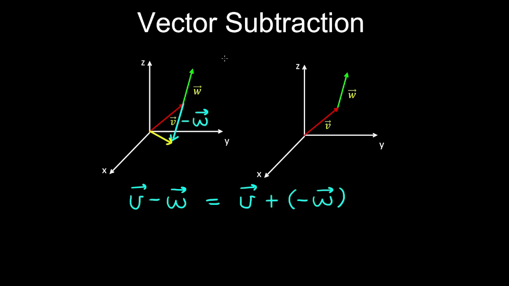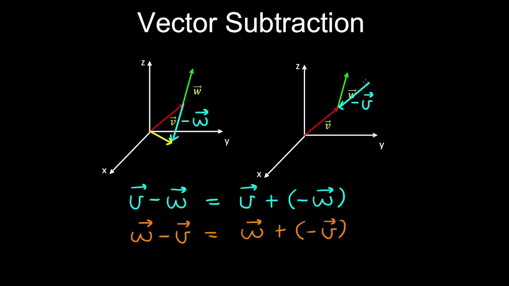Now vector subtraction is not commutative, so for example, w minus v is equal to w plus minus v. So what we'll do first is negate vector v, so it looks something like this, being anti-parallel to the original vector and having the same length.